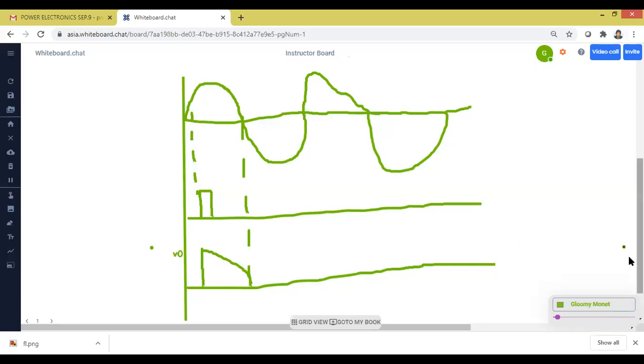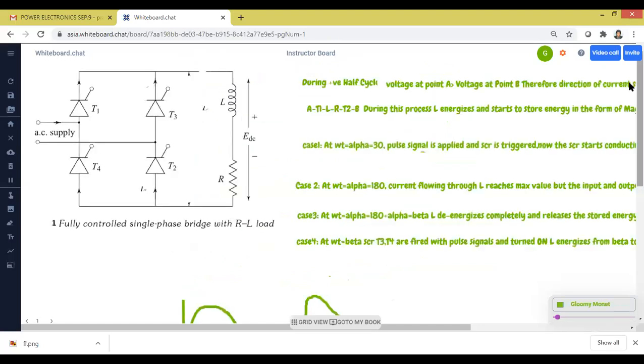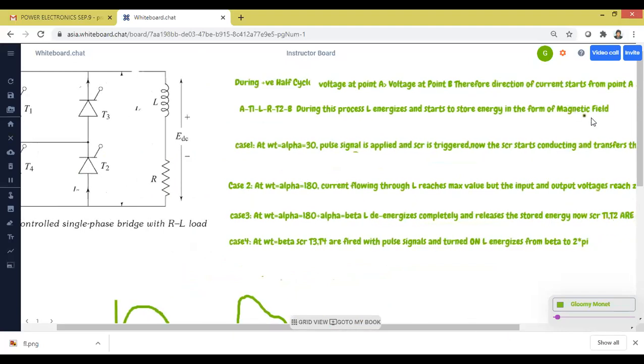But when we have the inductor, let us study the basics regarding the inductor. The current flowing through the inductor cannot be changed suddenly. So what's going to happen? Let us go back. We have written it here. What is the theory explanation? During the positive half cycle, T1 and T2 are on and current flows. During this process, the inductor energizes and starts to store energy in the form of a magnetic field. That graph you have to explain.